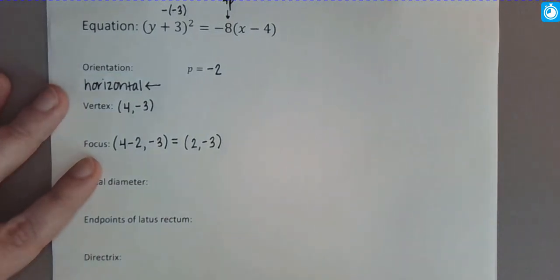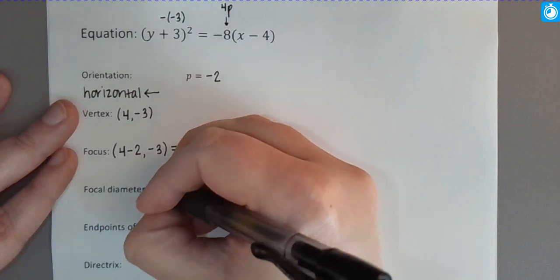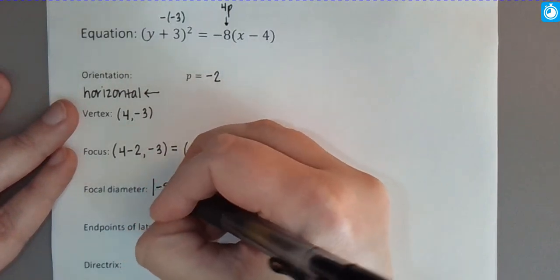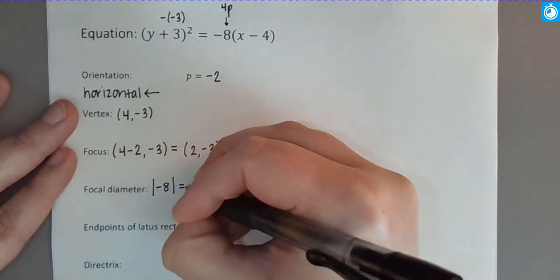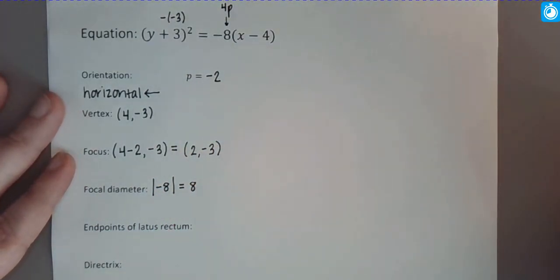Now this is a really easy one to figure out because you can almost just look at the equation and see it. This 4p, this negative 8, you take its absolute value. So if it's a positive number, it's not going to change. If it's negative, it's going to flip and become positive, and that's going to be your focal diameter. So again, think of that as the width of the parabola. If you take the width passing through the focus, that's how many units it's going to be to get from one side of the parabola to the other.